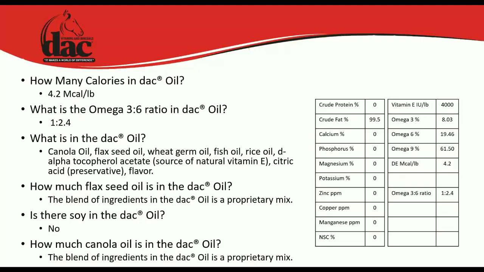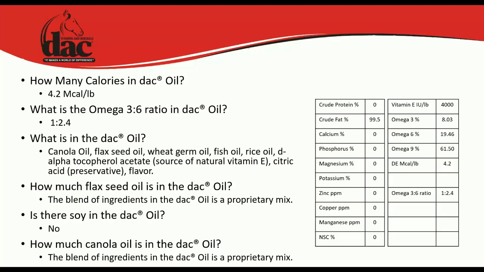What is the omega-3 to 6 ratio in the DAC oil? There's 1 part omega-3 to 2.4 parts of omega-6. What is in the DAC oil? Now, I'm not going to give you exactly how much canola oil, how much flaxseed oil, how much wheat germ oil or fish oil or rice oil, because I would be giving away my formula. That is a proprietary blend.